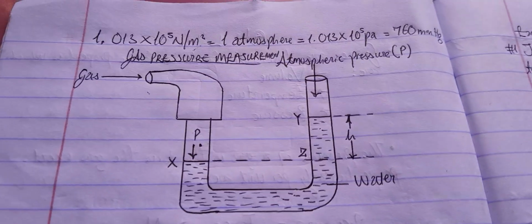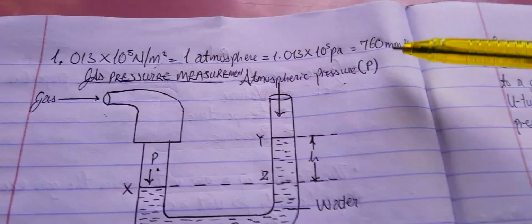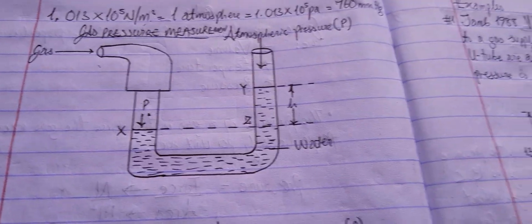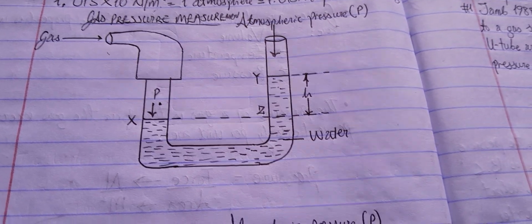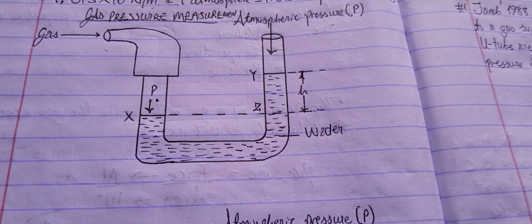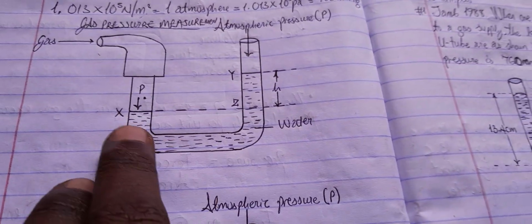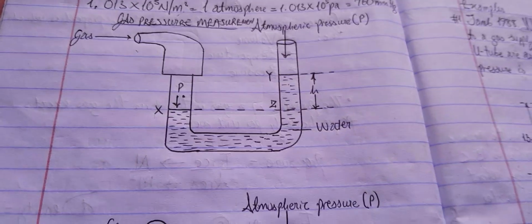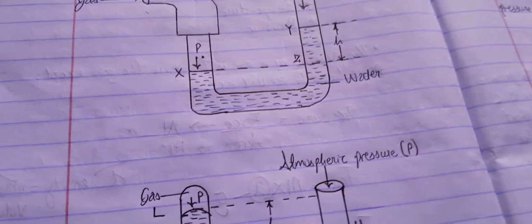That's small letter p at X, and then we have the atmospheric pressure, which is capital letter P, and then we have the height. Remember what I said in the previous video, that the reason why we're dealing with gravity is because we have height. This is what we call the water. So let's put down a formula that we are going to be using to solve questions.